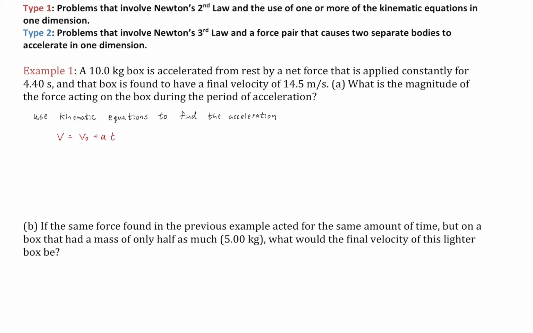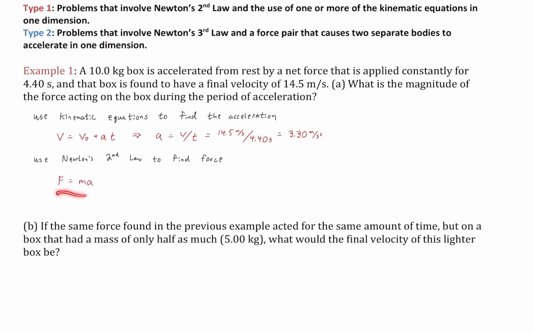Based on the information we're given, I know I'm going to be able to find a based on v and t. I'm just going to solve for a and plug in our numbers. We end up with 3.3 meters per second squared. Then the next step is to use Newton's second law to find the force using the a that we found in the first step.